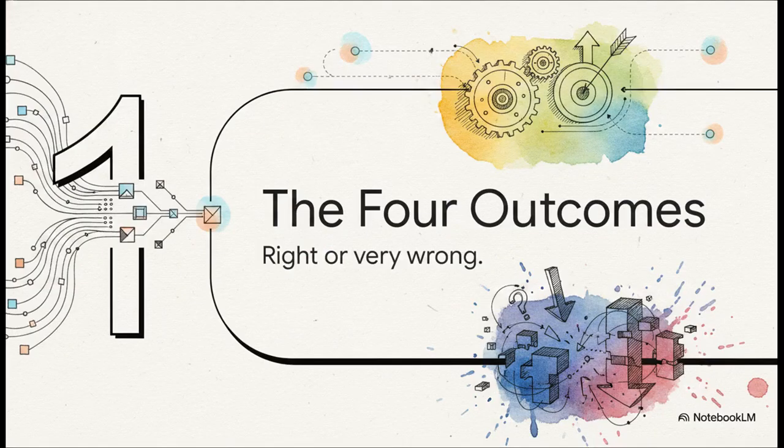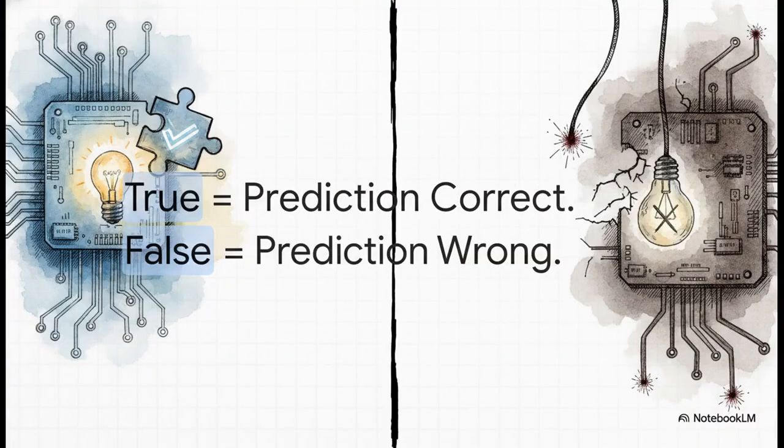Okay, section 1, the 4 outcomes, getting it right or getting it very wrong. Before we dive into the heavy terminology here, I want you to keep this super simple anchor in mind. It's a great memory trick. True just means the AI's prediction is correct, and false means the AI's prediction is wrong. That's literally it. True equals correct, false equals wrong.